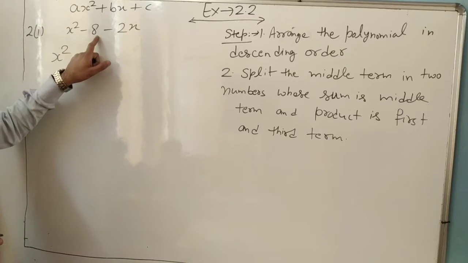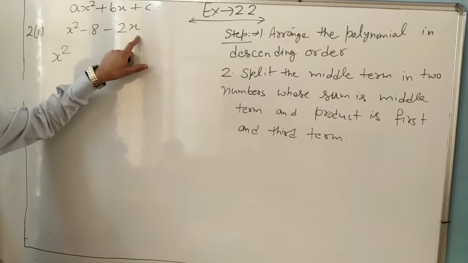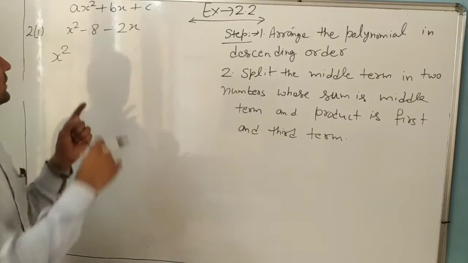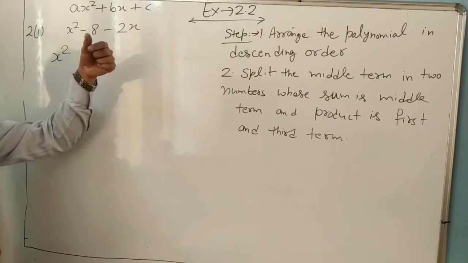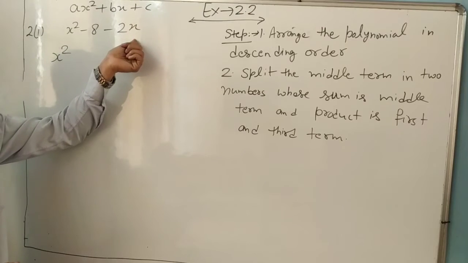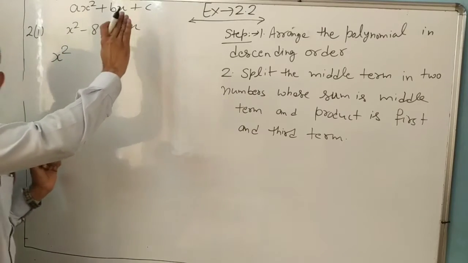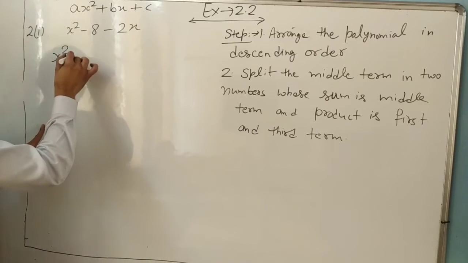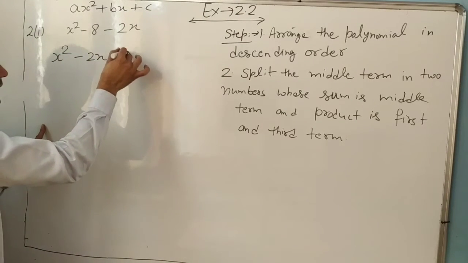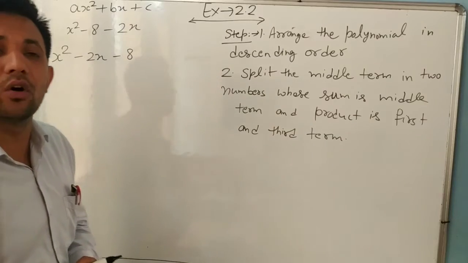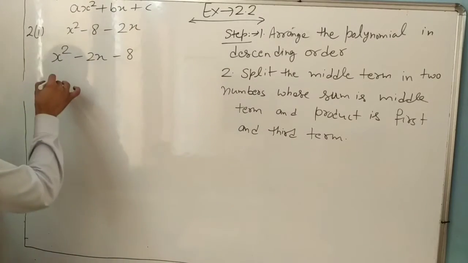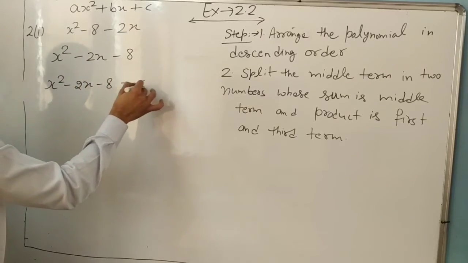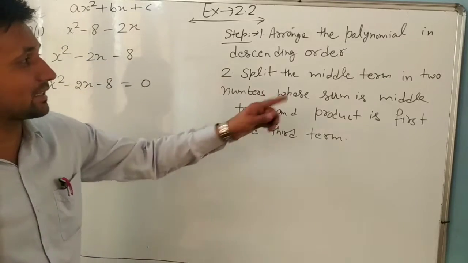Then x, and after it the constant. Maybe in some question the examiner gives the terms in a different order. He wants to confuse you. Okay, he will give the coefficient of x last. So first x square minus 2x minus 8. And everyone knows if you want to find zeros, what will we do? We will equate it to 0.